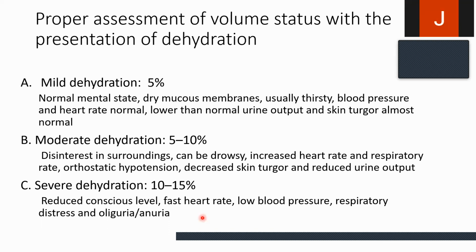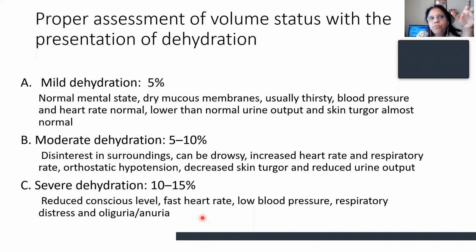100 milliliters per kilogram for the first 10 kilograms. Then 50 milliliters per kilogram for the next 10 kilograms, and for the rest, up to the next 30, you can calculate at 20 milliliters per kilogram. So what's the name of that formula, child? Halliday. Okay, Halliday's formula. Yes, correct.